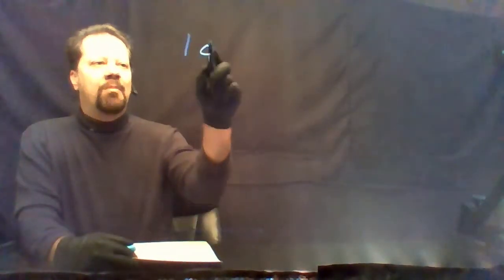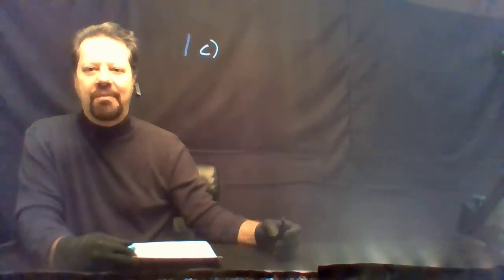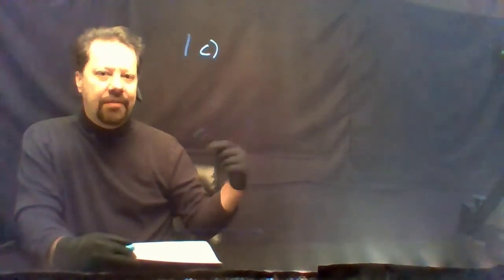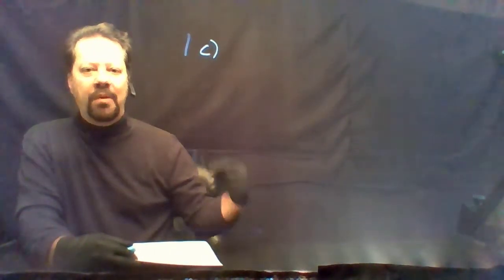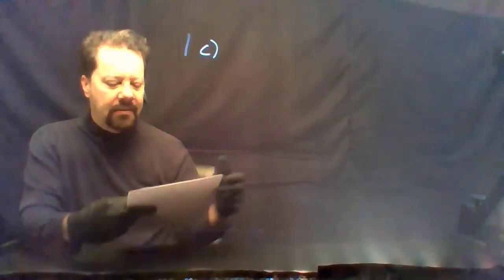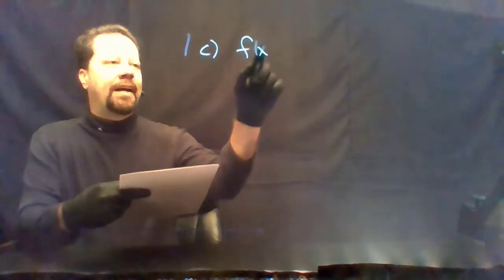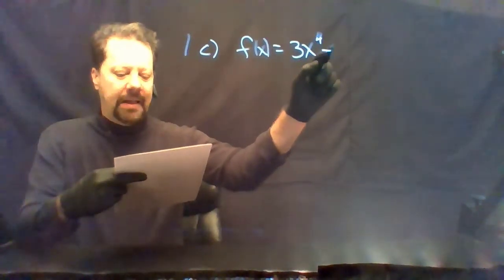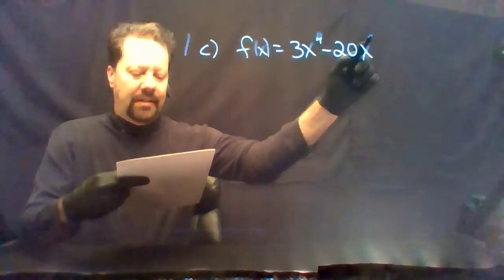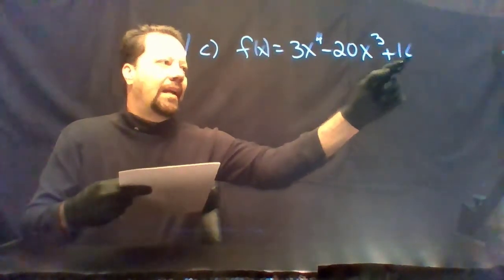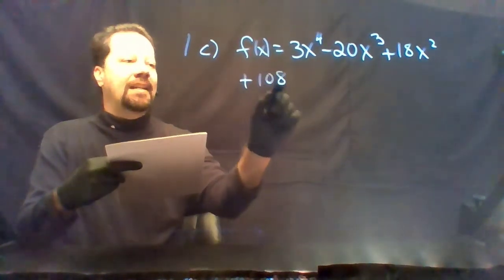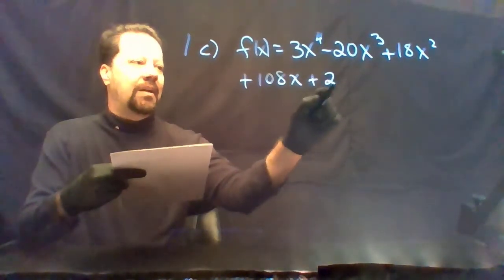On problem 1, part C, and I really have to be honest, I'm not likely to give you parts A, B, and C on the actual exam. I'm just giving you extra problems to work in preparation for the exam. On this problem, we're given f of x equals 3x to the fourth minus 20x cubed plus 18x squared plus 108x plus 21.